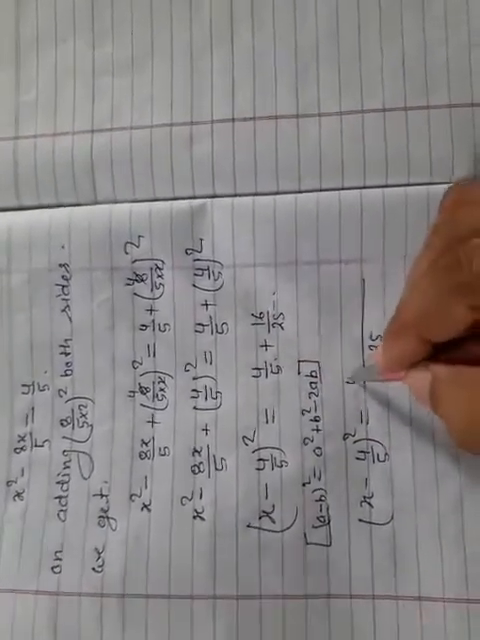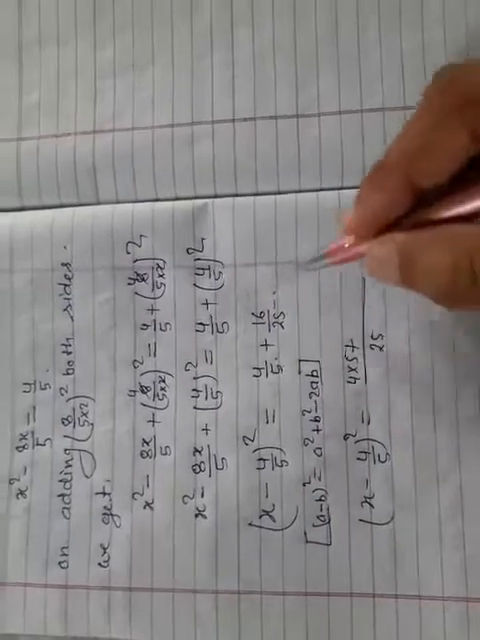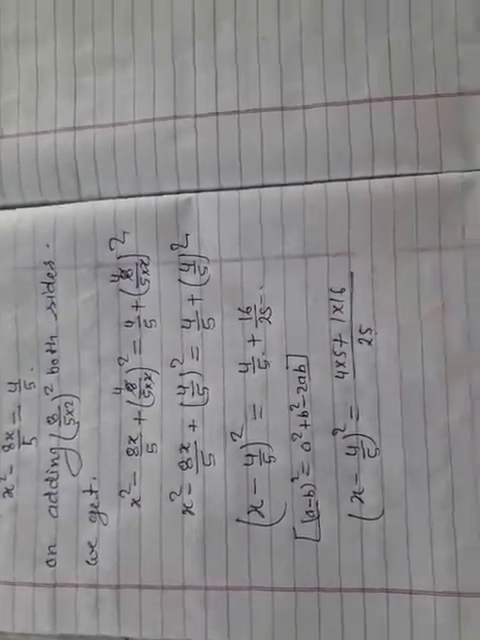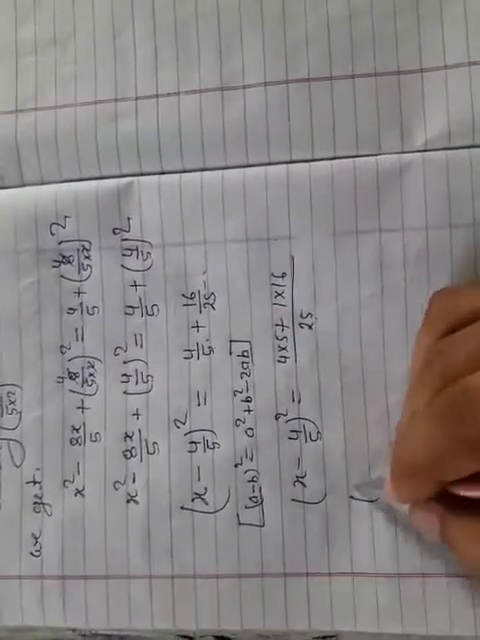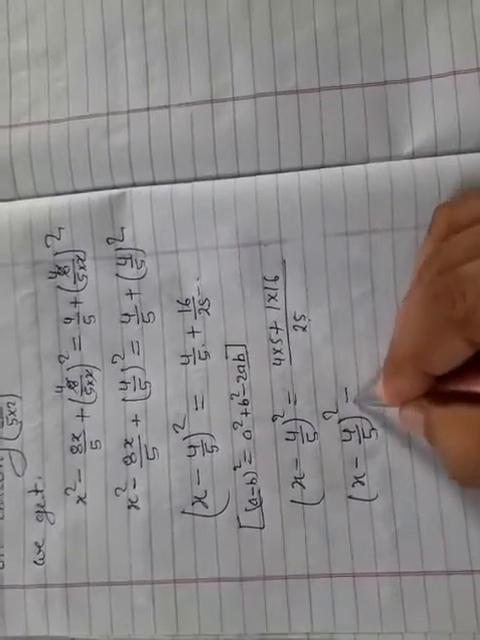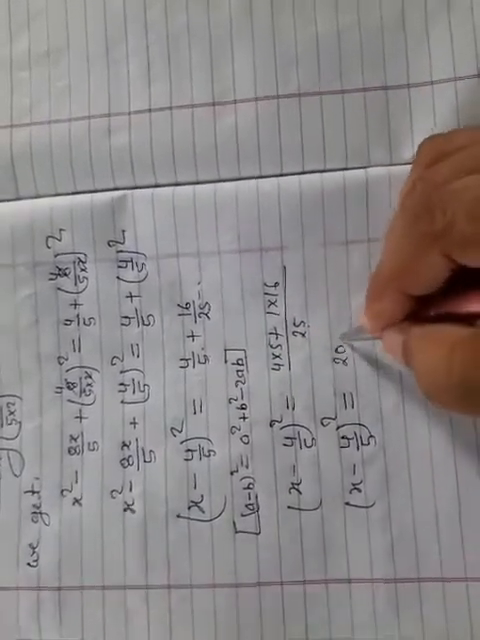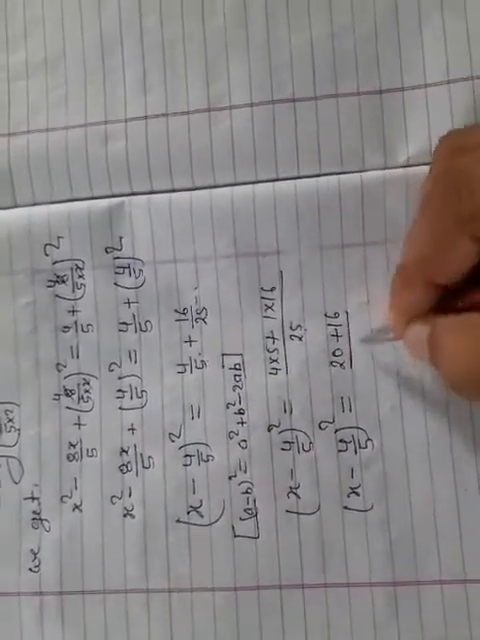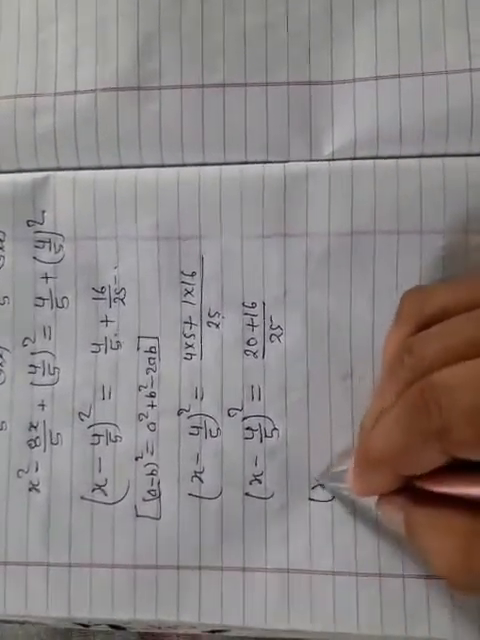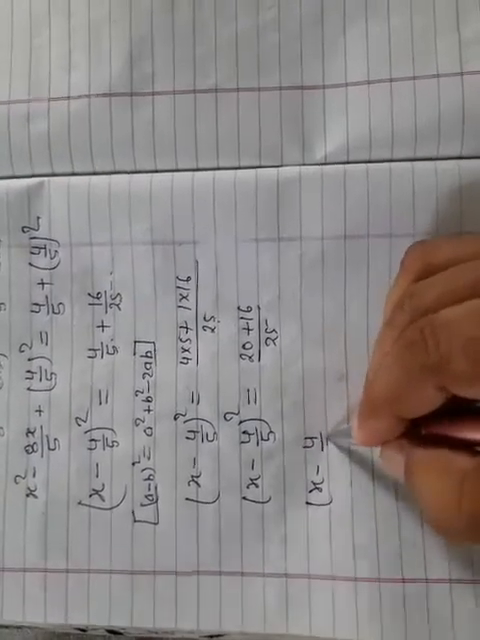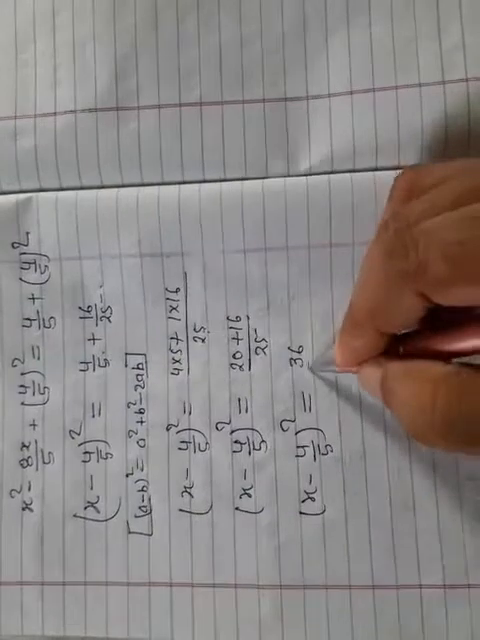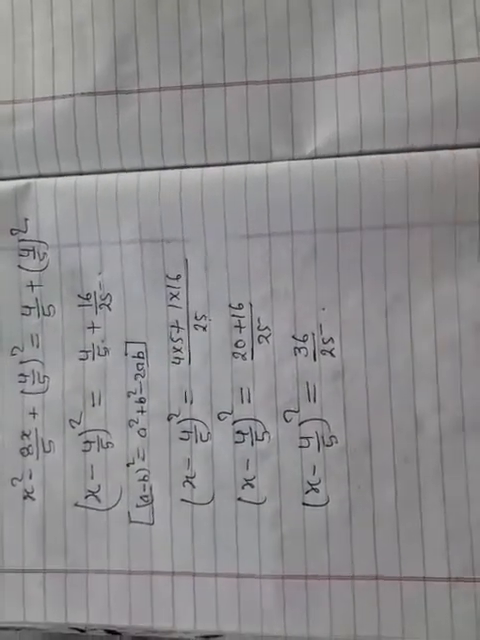5 fives are 25. 4 into 5 plus 25 divided by 25, 1 into 16. Clear? Now (x minus 4/5) whole square, this one is 20 plus 16 by 25. Clear? So what we get here, (x minus 4/5) whole square is 36 by 25.